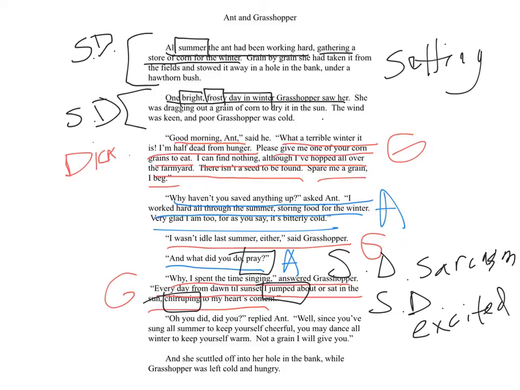Oh, you did you? Again, I have some angry tone here from, of course, the ant talking. Okay, so I'm going to add some stage directions here. Oh, you did you? He's saying this kind of angrily. Okay, and finally, well, since you've sung all summer to keep yourself cheerful, you may dance all winter to keep yourself warm. Not a grain I will give you. And she scuttled off into her hole in the bank while the grasshopper was left cold and hungry.